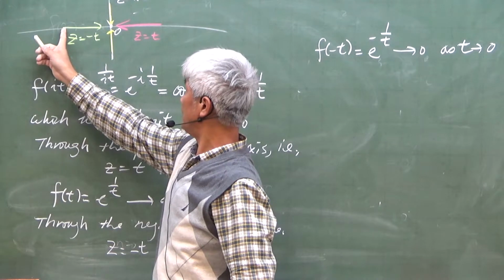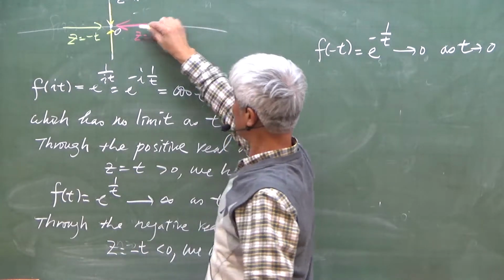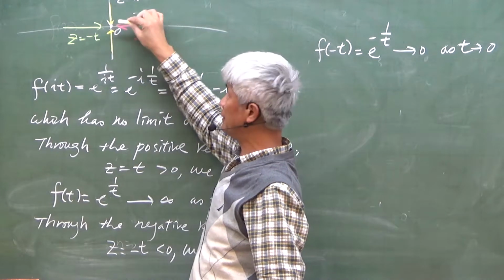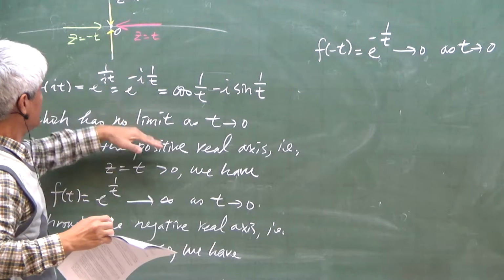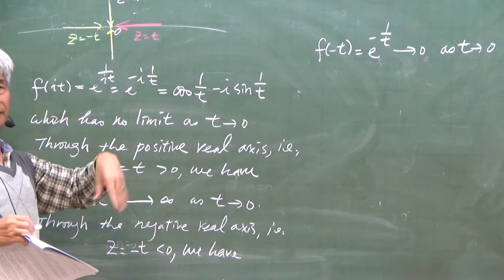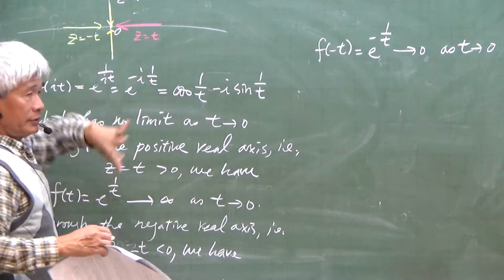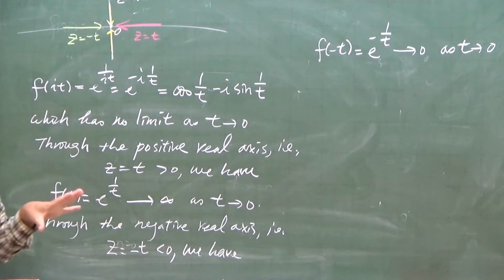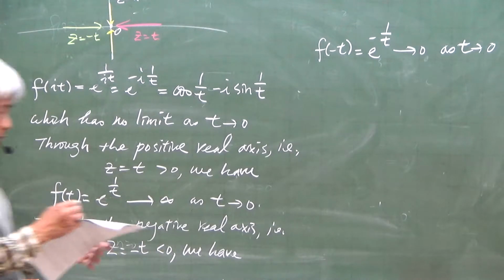So if we start from here and go to 0 along the negative real axis, the limit is 0. But if we approach 0 from the positive real axis, we find the value goes to infinity. If we approach 0 from the imaginary axis, the value does not converge, it's oscillating. So at this isolated essential singularity, the behavior of the function near the singularity is very complicated. Not like a pole. For a pole, if z goes to z zero, the value always grows up to infinity. Always. But this is very complicated.